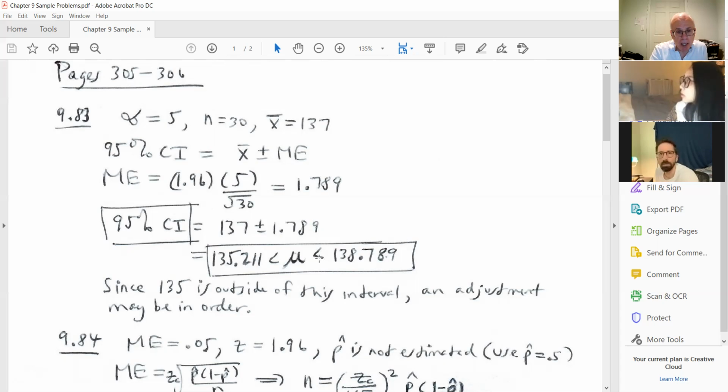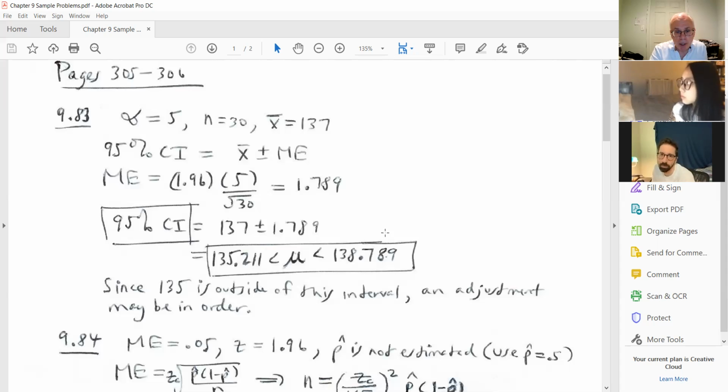Right? And they're asking whether there should be some adjustment to the process, and the answer is yes. You should consider it because what they're saying is the true mean is 135 and it's outside the interval. So if they're 95% confident the true mean is in between these two values, and they're thinking it's 135, which is less than the lower end, then it's probably a good idea to consider adjusting the process.